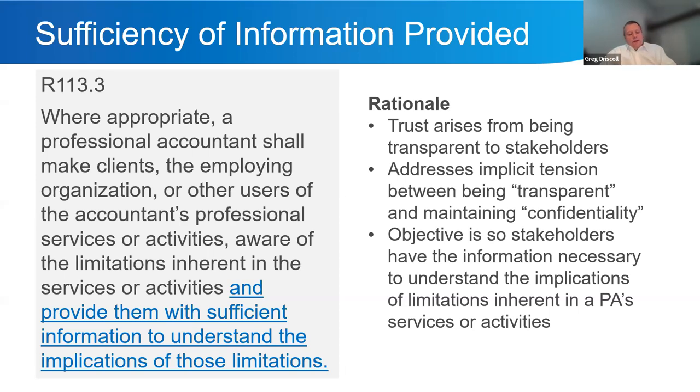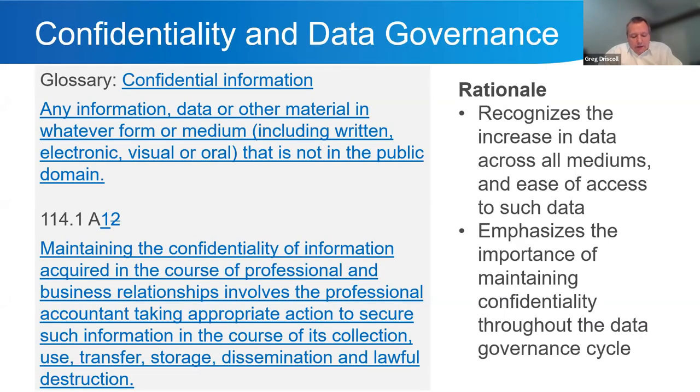If we move to the next slide, the next proposed revisions relate to the confidentiality fundamental principle. And the first is the incorporation of a definition of confidential information in the code's glossary. While confidential information is referenced in the confidentiality fundamental principle in the extant version of the code, it's never defined in the extant code. So you can see here from the definition, any information, data, or other material in whatever form or medium, including written, electronic, visual, or oral, that is not in the public domain.